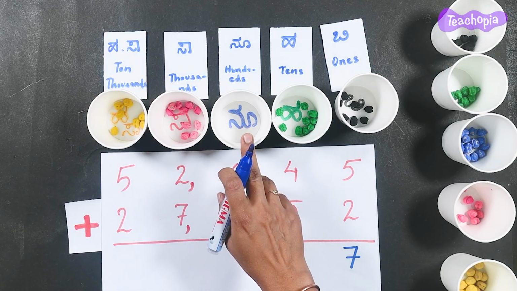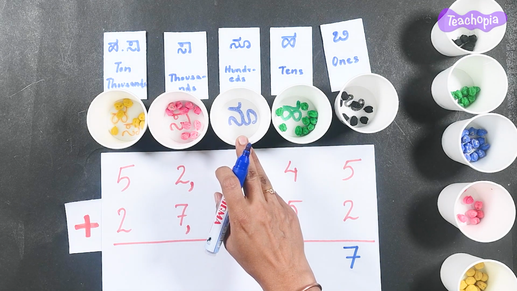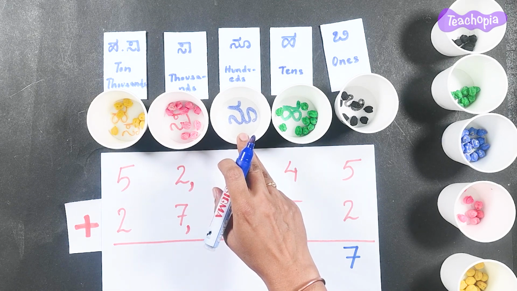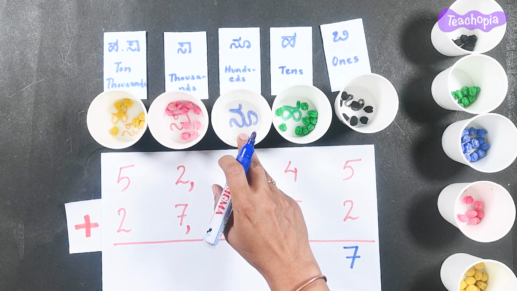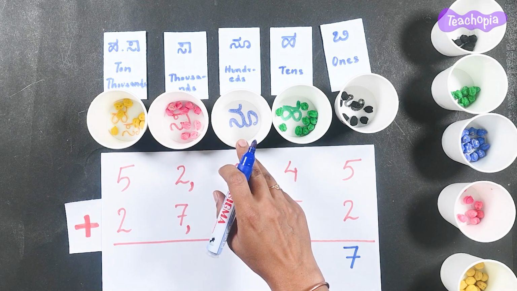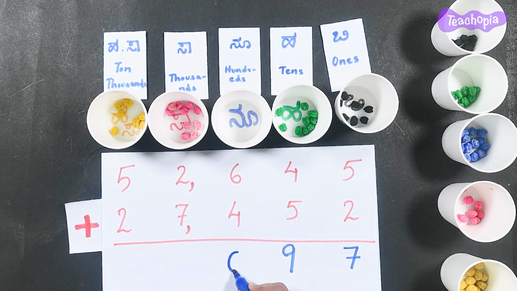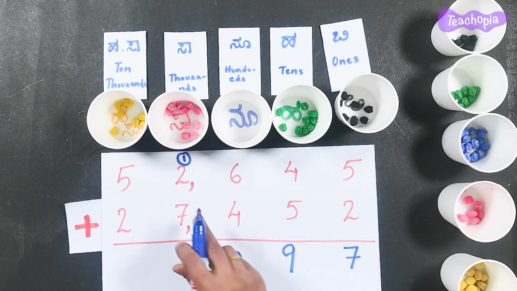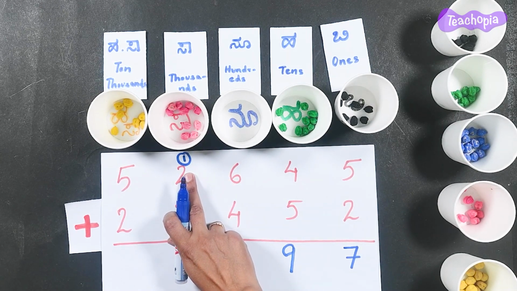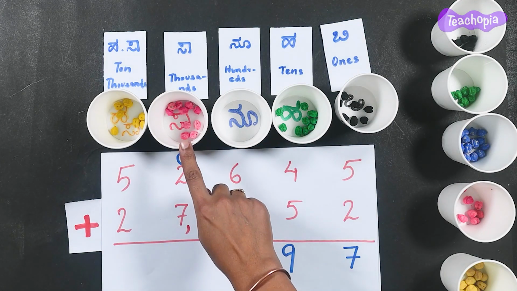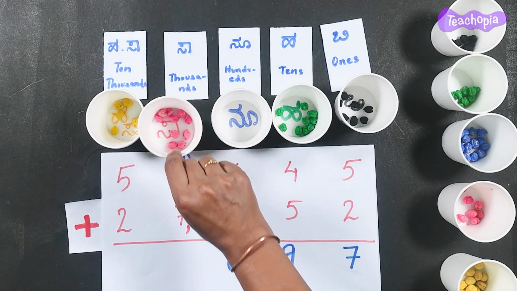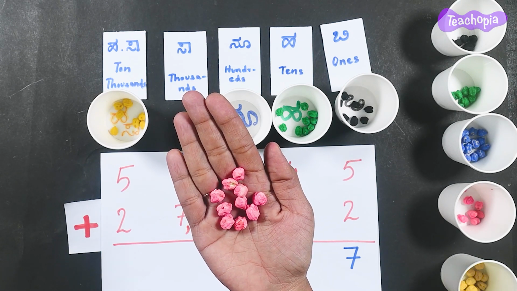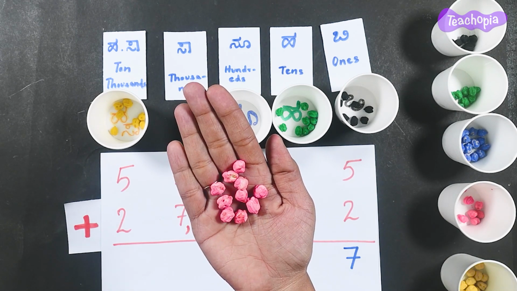Now, in the cup representing the hundreds place, we have no grains. That is, the value is 0 hundreds. We write 0 in the hundreds place of the sum. Since we have put one pink colored grain in the thousands place, we write 1 in the thousands place as carryover. Let us see the number of grains in the cup at the thousands place. The number of grains is 10.